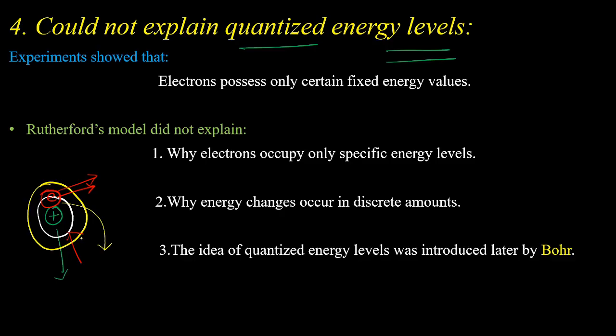That means Rutherford's atomic model is totally silent about the quantization of the circular paths, right? That means it could not explain quantized energy levels. Rutherford's atomic model did not explain why electrons occupy only specific energy levels. The idea of quantized energy levels, as I have already explained, was introduced later by Bohr, right?